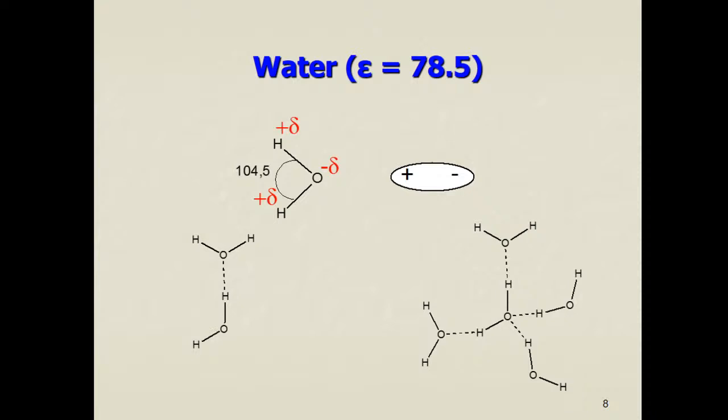The angle is not 108, it's a little bit different because of lone pairs, and it's short of that, 104.5. So it's a dipole. That's why it's a great solvent to stabilize polar and ionic compounds in an aqueous medium, to dissolve them.